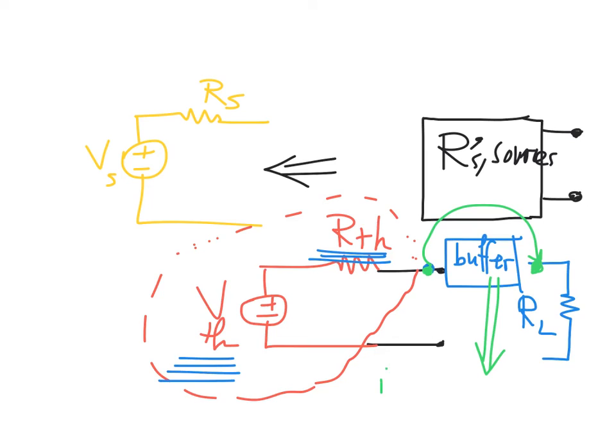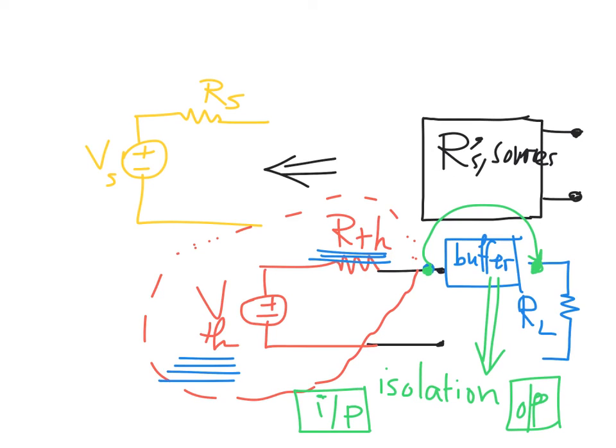So now you have done something so beneficial. You have isolated the input circuit from your output circuit. So now what happens on the left-hand side won't be influenced by what happens in the output part of your circuit. This is the main definition of the circuit buffer.